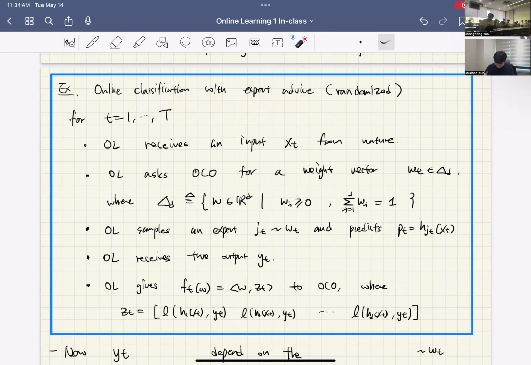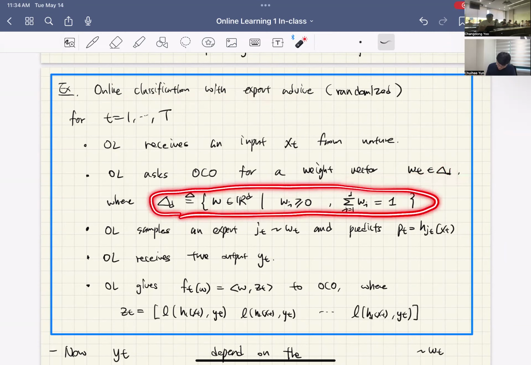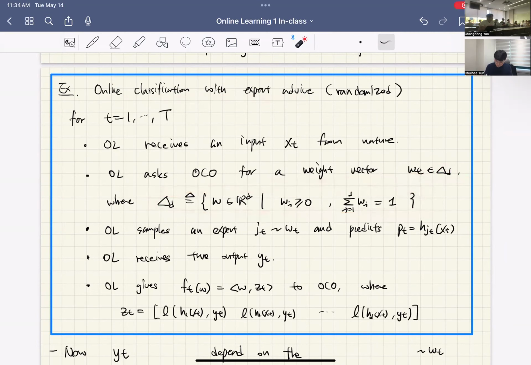Okay, by randomizing, I meant that we maintain a weight vector WT that is drawn from the probability simplex, and this probability simplex is a convex set. So this is surely an online convex optimization problem because we chose S equal to delta D, okay? So the OCO learner has to choose the weight vector from this convex set every time. And we're giving the OCO algorithm a convex function as feedback, because a linear function is convex, okay?